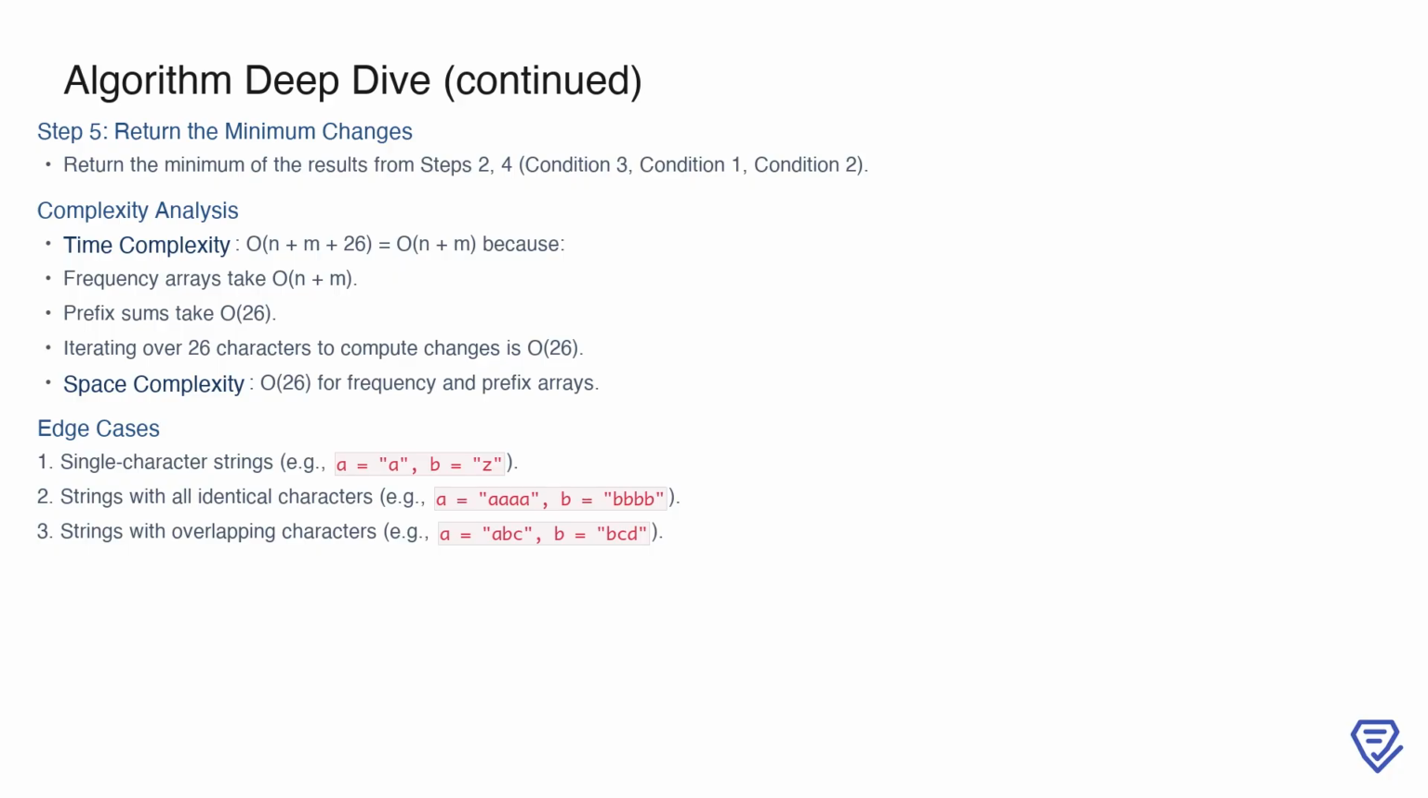This efficiency is achieved by leveraging frequency arrays and prefix sums, which allow us to perform cumulative calculations in linear time. The space complexity is O(26), due to the storage of the frequency and prefix arrays. Additionally, the algorithm handles a range of edge cases, such as when the strings consist of a single character, when they contain entirely identical characters, or when their characters overlap. This ensures robust performance across different inputs.